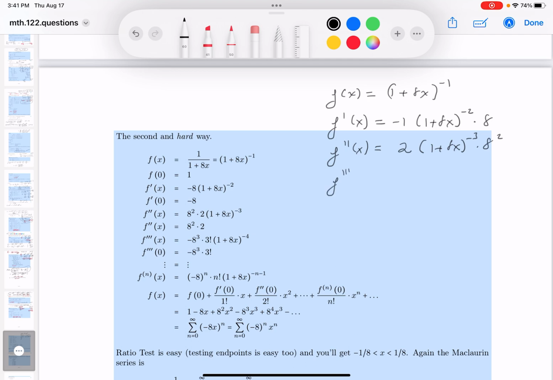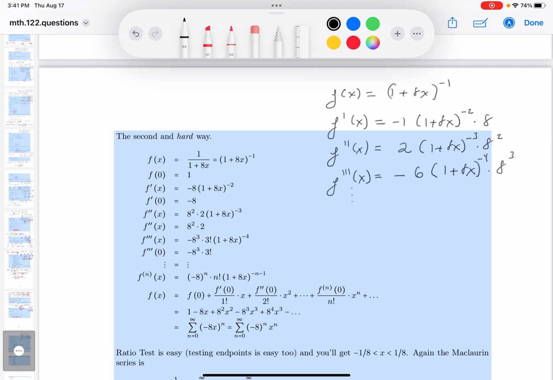F triple prime. What do you see here? I see a minus. Now I see 3 times 2, which is 6, times 1 plus 8x to the minus 4. And then the derivative inside is 8, so another 8 there, so it's 8 cubed. So I'm kind of seeing a pattern.